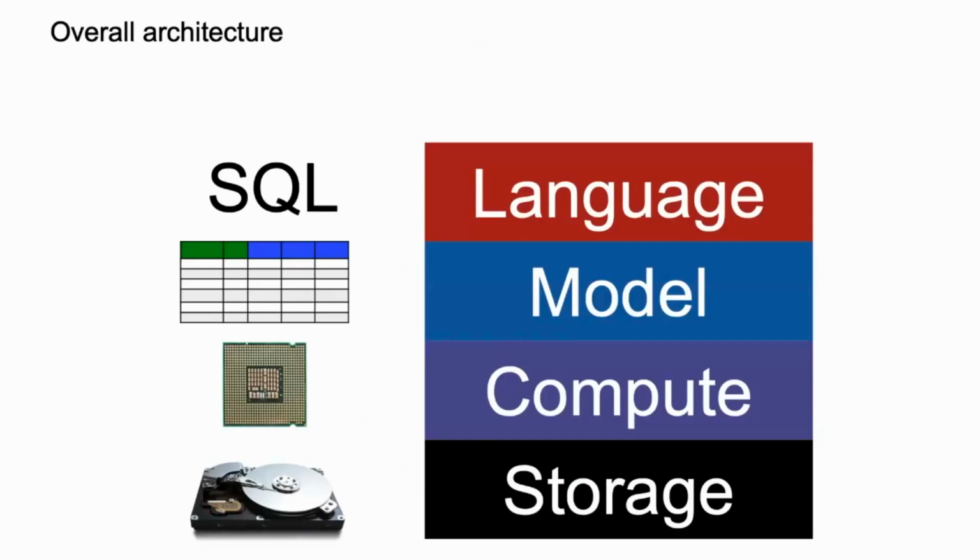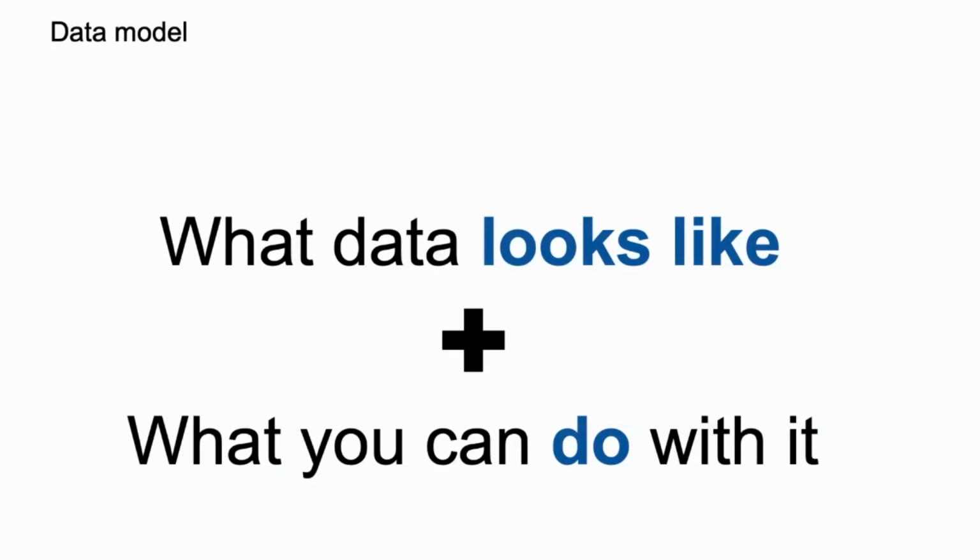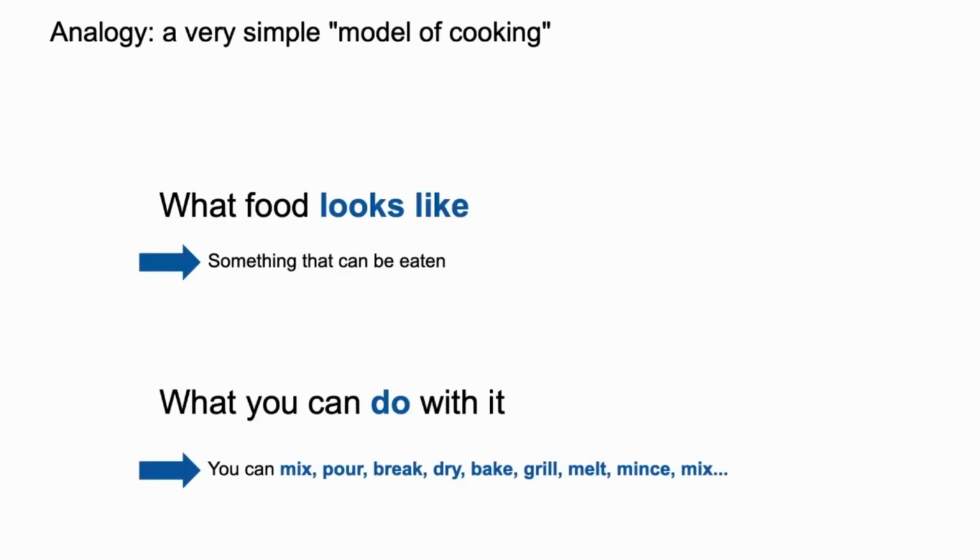All right. Then I'd like to focus a bit on the model. So the model is basically telling you what data looks like and what you can do with it, right? Those are the 2 components of the model. If you do a simple analogy with cooking, then the model of cooking is what food looks like, something that can be eaten, right? And all the ingredients that you can have, the fruits, the vegetables, and so on. Then what you can do with it, that would be all the verbs. You can mix, pour, break, dry, bake, grill, melt, mince. Those of you who cook probably have many more verbs that you can read in recipes. So that would be the data model, the model of cooking, a cooking model.